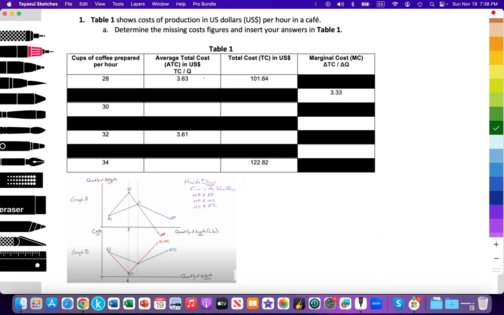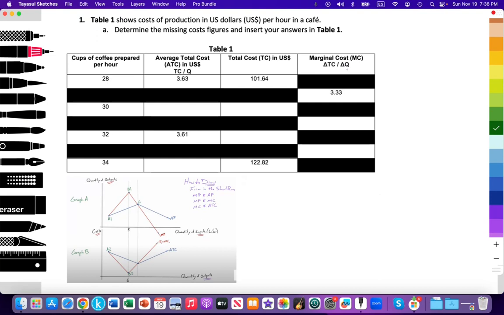On the exam, you will not be provided the formula that ATC is equal to total costs divided by the quantity of output. That will not be given to you on an exam, but I've provided it here to help you remember how these are calculated. Then we have the total costs in US dollars, and then we have the marginal costs, which is the change in total cost divided by the change in the quantity of output.